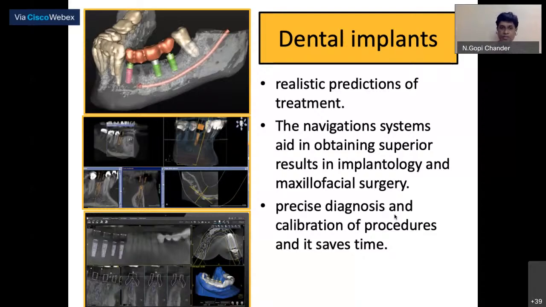To show that this is the way it's going to be done, this is the implant that's going to be placed, and how it is going to look, this is being obtained with augmented reality.